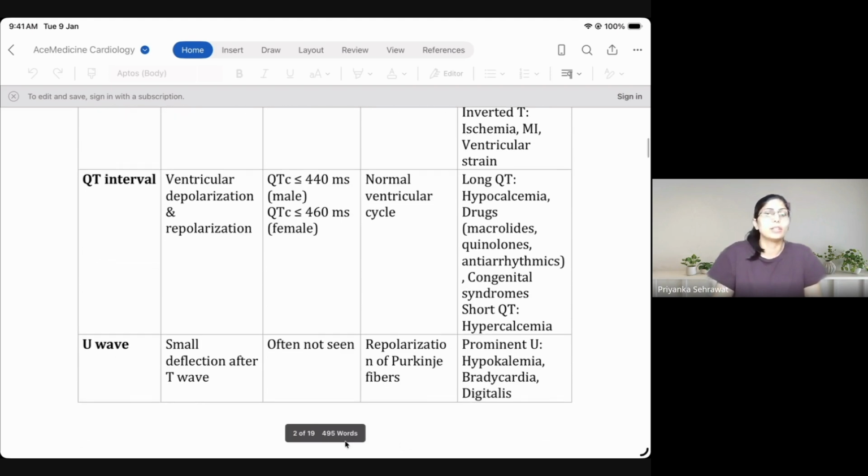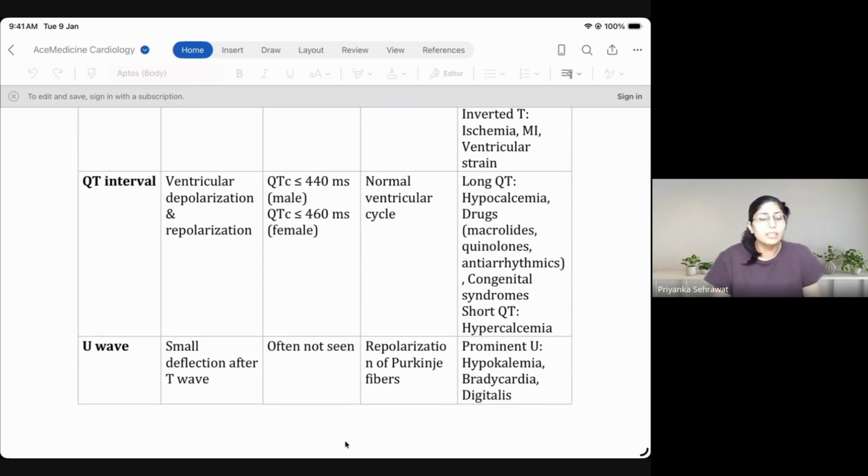QT interval again very, very important. It starts from the beginning of Q till the end of T. So QT interval is including your ventricular depolarization, systole contraction and repolarization, relaxation, diastole. It becomes important because your QT interval gives you entire ventricular idea. आपको पूरे ventricle का idea लग रहा है कि ventricle depolarize कैसे हो रहा है, repolarize कैसे हो रहा है.